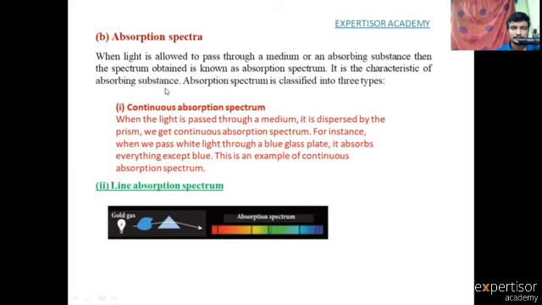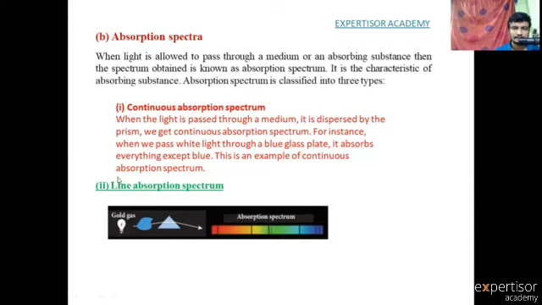The absorption spectrum is classified into three types. The first type is the continuous absorption spectrum. When the light passing through a medium is dispersed by the prism, a process known as dispersion, we get the continuous absorption spectrum.